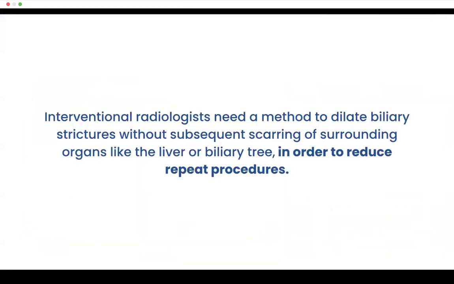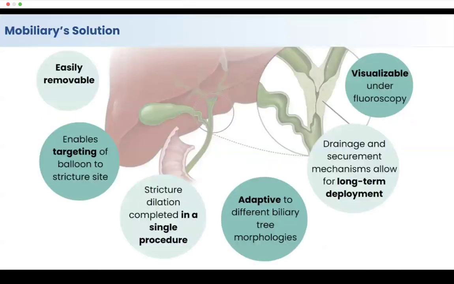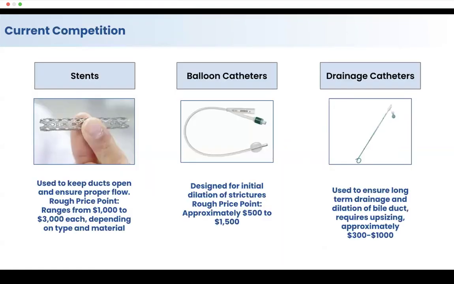Thus, interventional radiologists need a method to dilate biliary strictures without subsequent scarring of surrounding organs like the liver or biliary tree in order to reduce repeat procedures. At Mobiliary, we've developed a solution that will address this need with the following attributes. It is easily removable, enables targeting of the balloon to a specific stricture site, can complete dilation in a single procedure, is adapted to different biliary tree morphologies, allows for long-term deployment, and enables visualization for clinicians during the procedure through fluoroscopic markers.